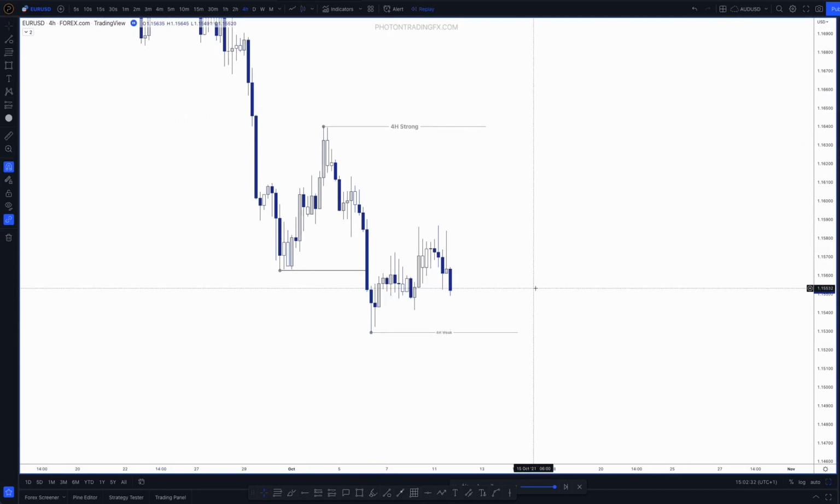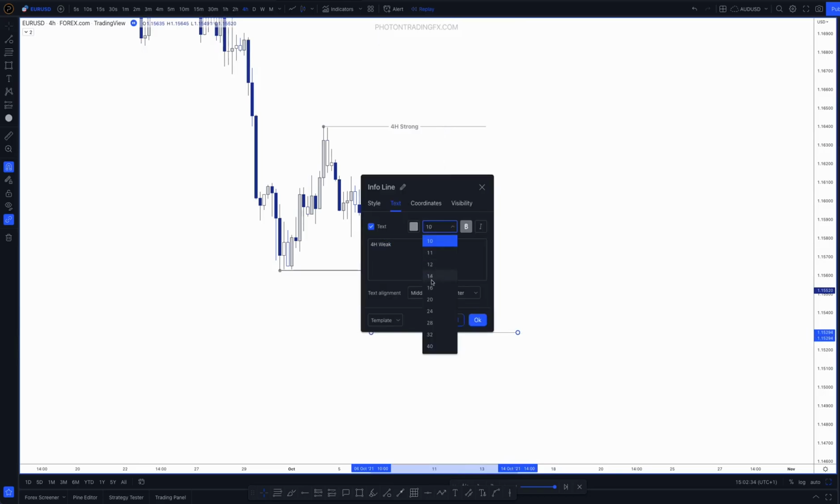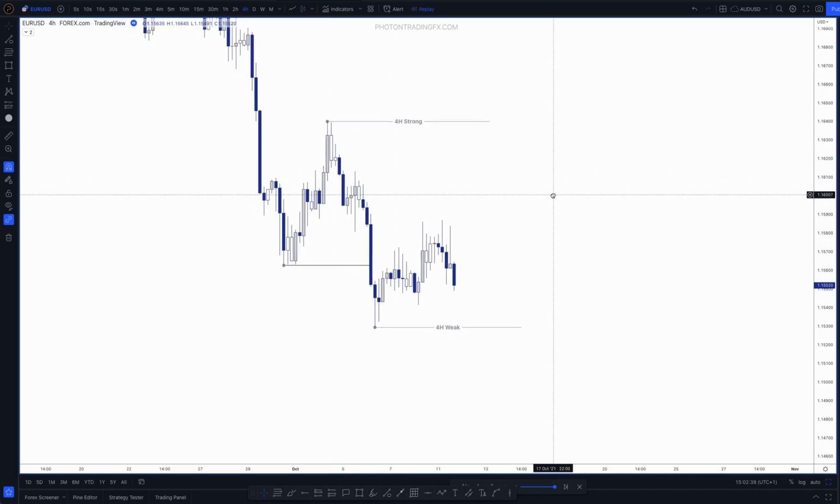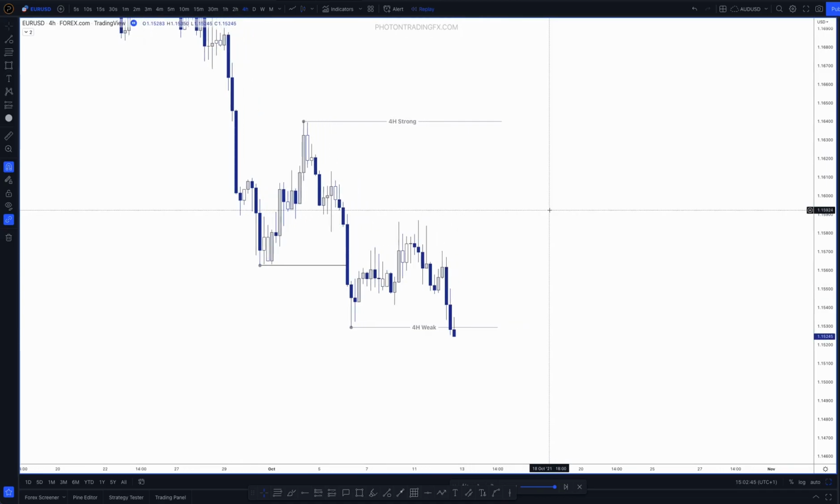Okay, so I'm going to mark this out as our 4-hour weak structure, okay, because we expect this to be targeted because it's a weak low, because it hasn't taken out the swing high, right? So we've had that swing pullback. This is the current range that we are trading within. So just like fractal structure, we do nothing until the high or the low is broken.